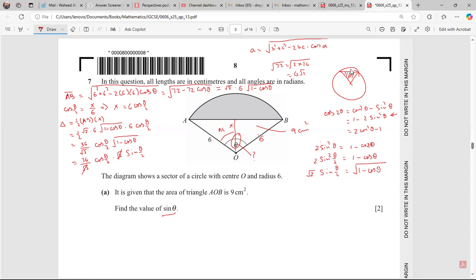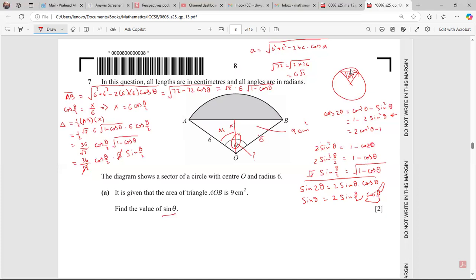Now, next identity. Remember what was sine 2 theta? Sine 2 theta was 2 sine theta cos theta. Again, if I replace all the angles by half angles, it will become sine theta, and here I will have 2 sine theta by 2 times cos theta by 2. What happened? Oh my goodness, what happened here? Let me write it again. Something wrong happened with my pen.